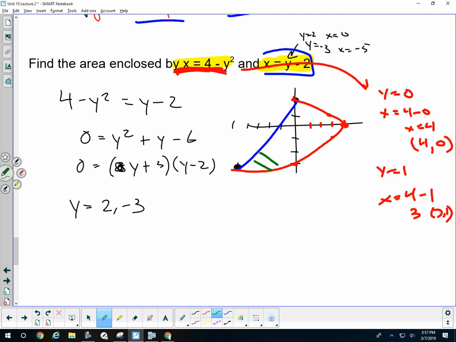Now, after understanding that sketch, and it's important to be able to do this x equals y sketch, you'll see a question like it. You'll be able to set up your integral. You're starting from -3. You're going to 2. Your right is the 4 minus y squared. Your left is the y minus 2.